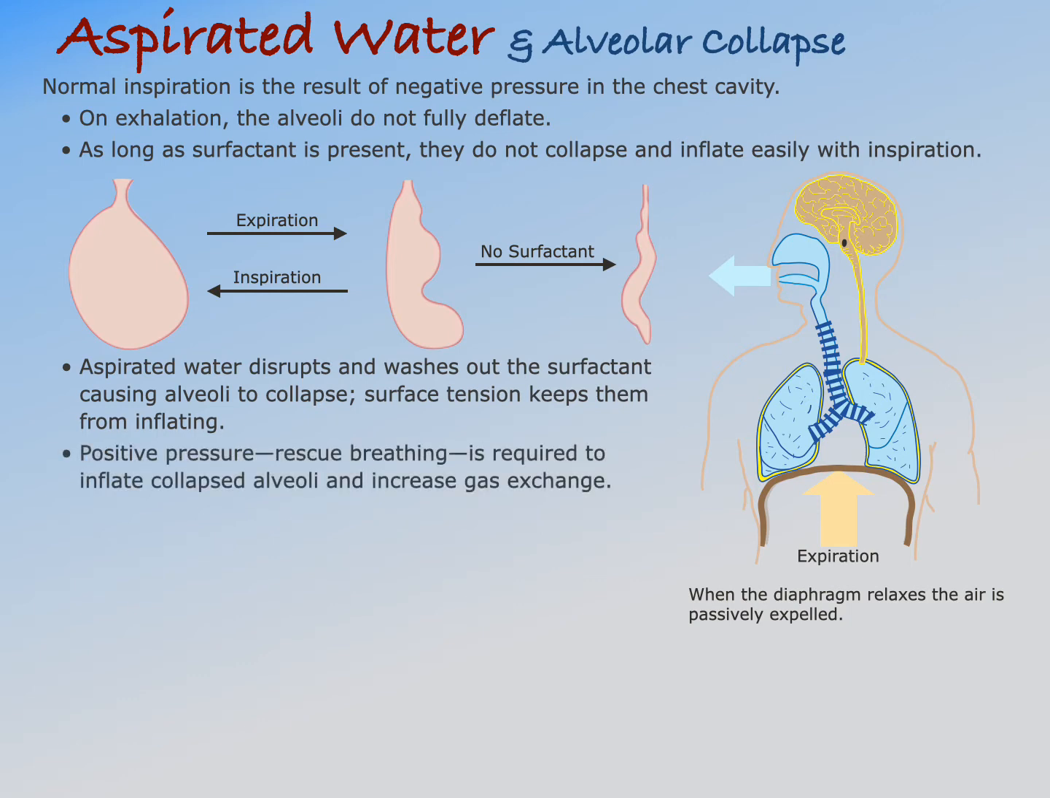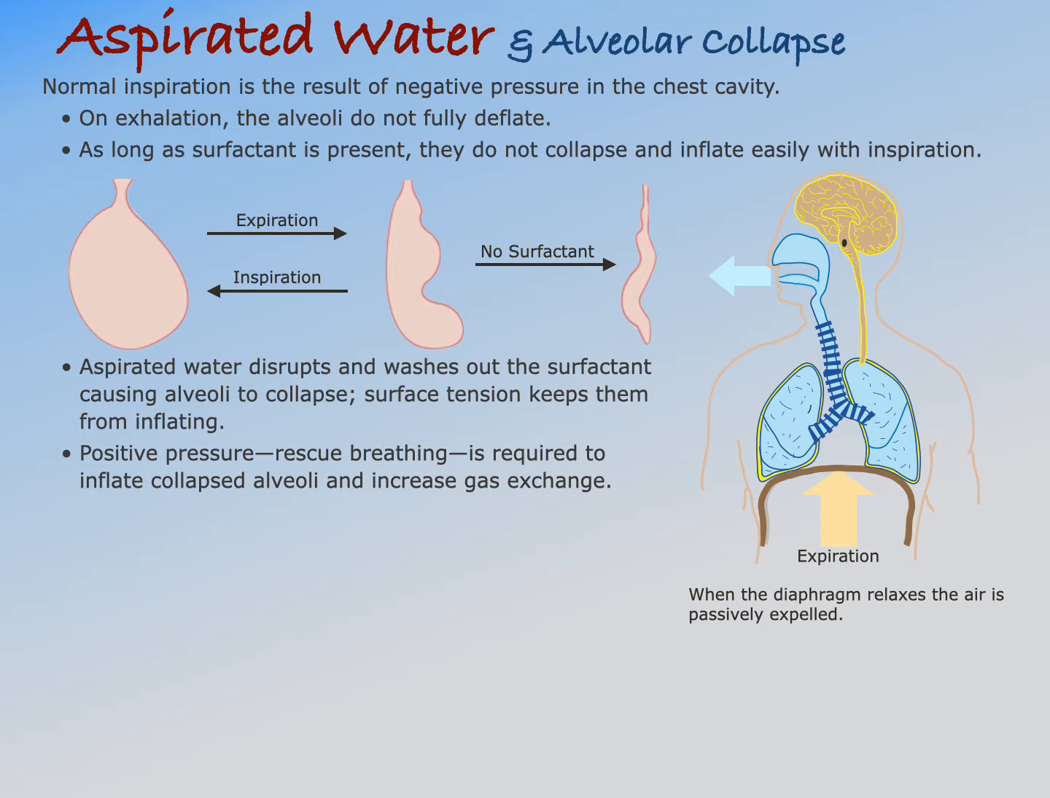So what this means is that if you want to get those alveoli to inflate again, you actually have to breathe into that person, put in positive pressure. Rescue breathing is required to inflate the collapsed alveoli and increase the gas exchange. So this person who is maybe struggling to breathe a little bit, maybe they are voice responsive or pain responsive and you resuscitated them, or maybe you've pulled them out and they're still voice responsive or pain responsive. The reason they're voice responsive and pain responsive is because they're not getting enough oxygen. And even though they're breathing, they're not going to get enough oxygen on their own because some of their alveoli have collapsed. And so you have to breathe for them.